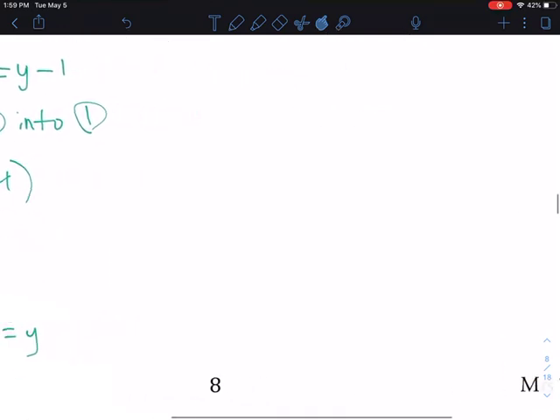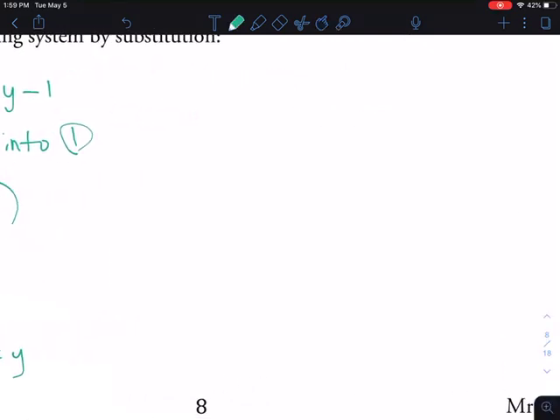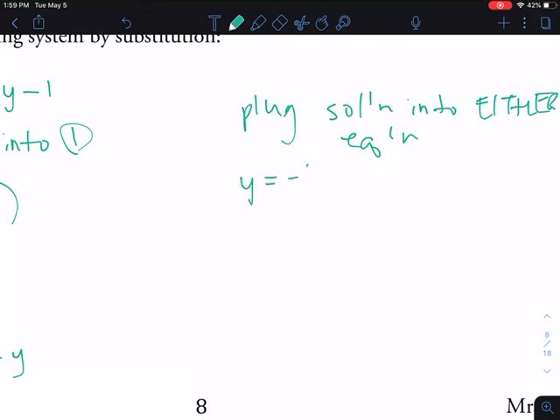Okay, then what we're going to do is plug the solution into either equation. So now we know that y is equal to negative 6, and we're going to plug that into either of them. So I chose to plug this in this time into modified 2. Okay, so I took modified 2, which says x is equal to y minus 1. And then we are going to just plug that in. So then x is equal to negative 6 minus 1. Okay, so x is equal to negative 7.